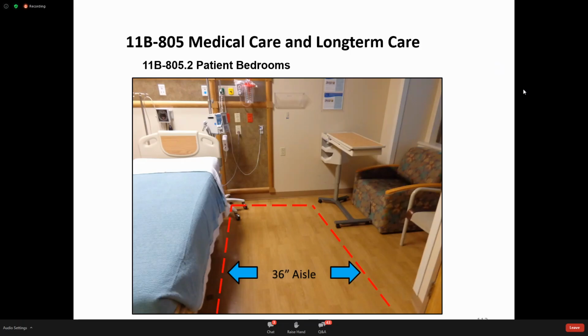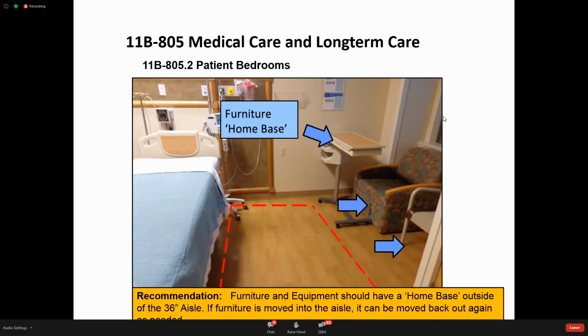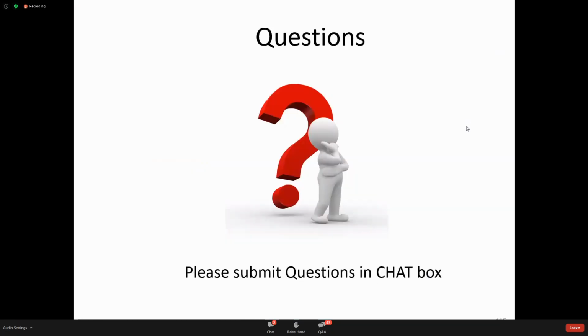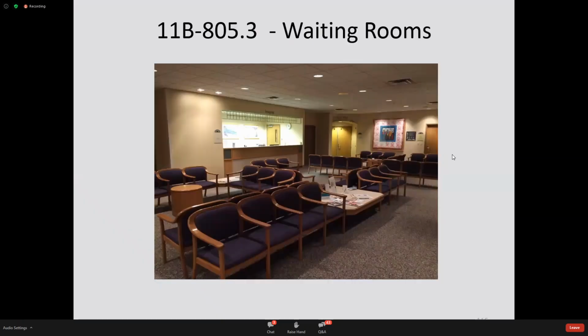All right. We looked at this. So, home base, medical equipment. It's understood medical equipment will be placed from time to time in that access aisle. Nobody cares. That's fine. That's not an accessibility problem. We did questions, moving on to waiting rooms.